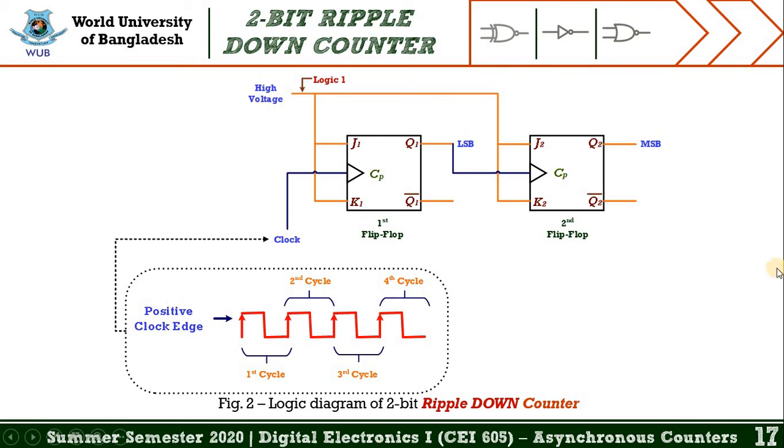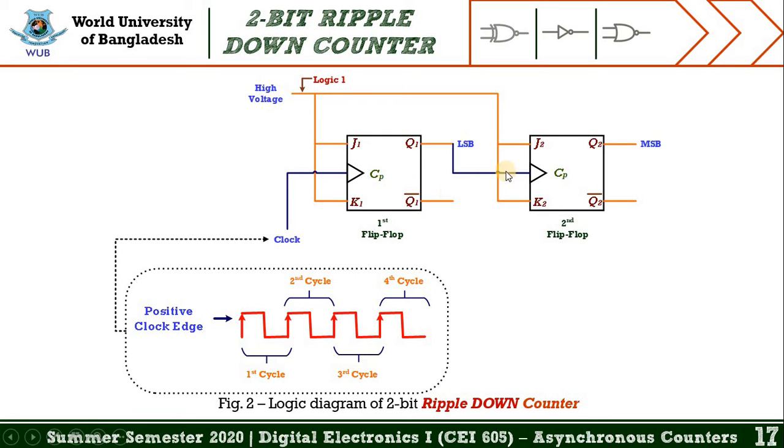Well, this slide represents the logic diagram of the 2-bit ripple down counter. This diagram is also similar to the 2-bit ripple up counter. The difference between the two is that in the 2-bit ripple up counter, the clock signal of the second flip-flop is actually the complement of the first output of the first flip-flop.